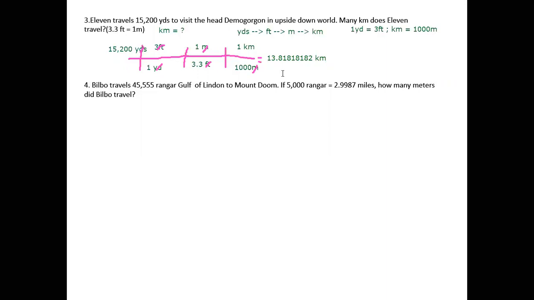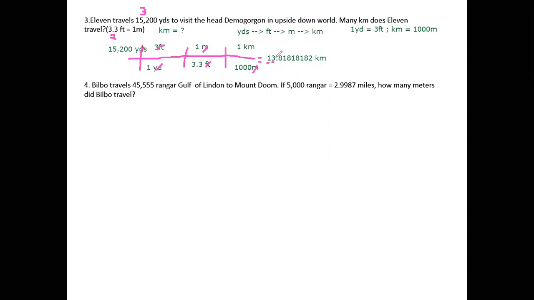We have to look at the significant figures in our measured numbers. So on our initial number, 15,200, there's no decimal point at the end, so these zeros are insignificant. So this has 3. 3.3 feet in a meter. 3.3 has 2. Yard to foot is exact because it's in the English system. And kilometer to meter is exact because it's in the metric system. So we need to round this to 2 significant figures.